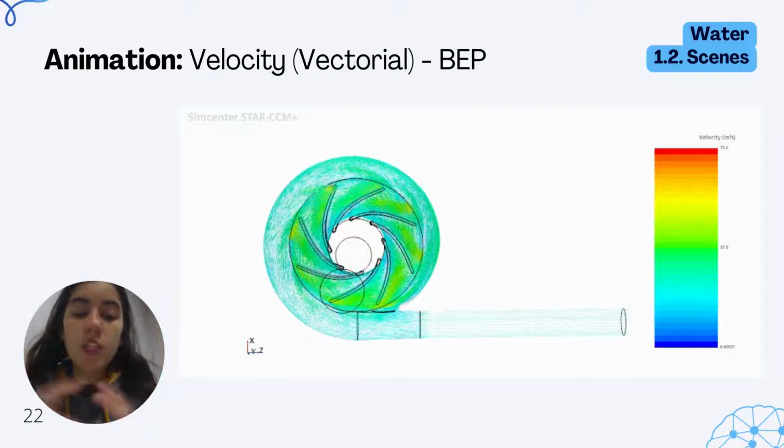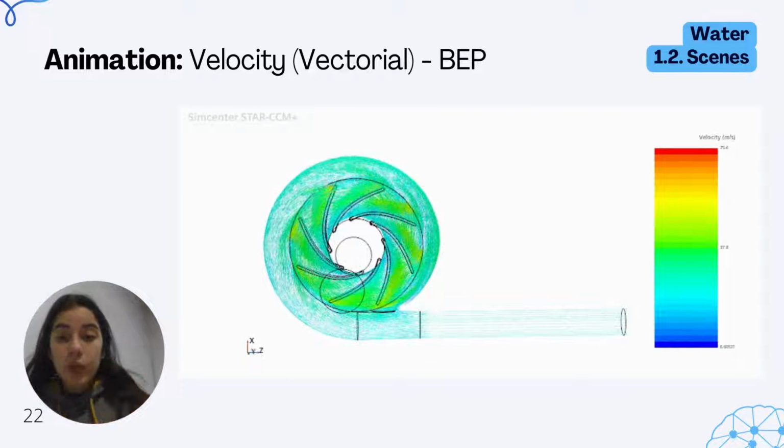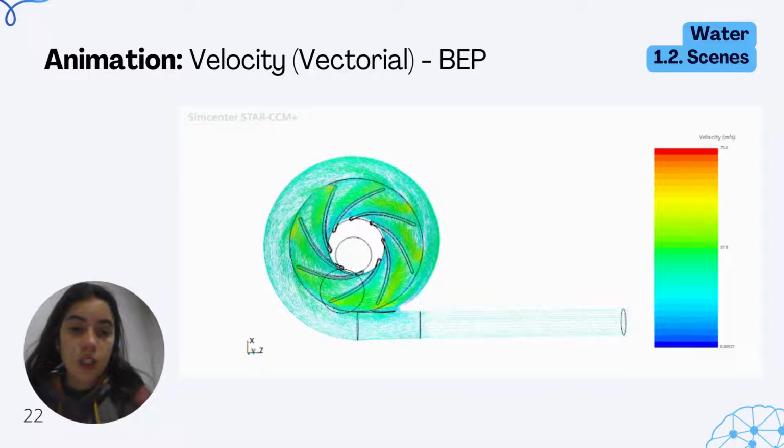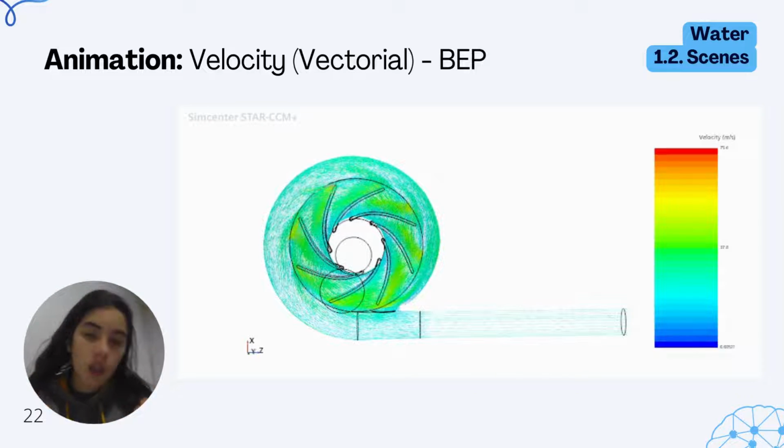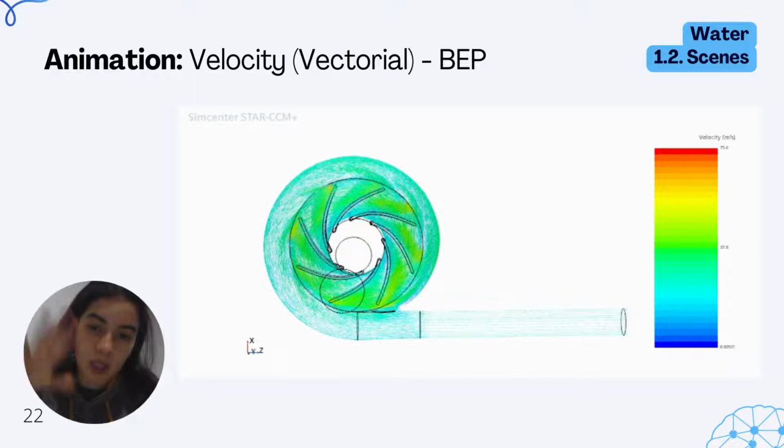For the vectorial velocity for the BEP, we can see that it's in the middle range, so we can say that it is a really good flow, because it's not that red or that blue. It's just in the middle, a good range for it to have.